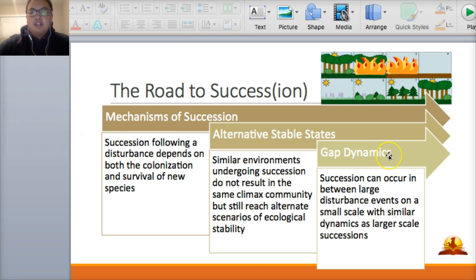And then this term gap dynamics says that succession can occur in between large disturbance events on a small scale, with similar dynamics as larger scale succession. So that's called gap phase, meaning that if there is a small scale disturbance in between very large ones, it can survive. That's why they call it a gap. In the gap between the very large disturbances, there can exist smaller ones, and succession can still occur. So that is section 2.